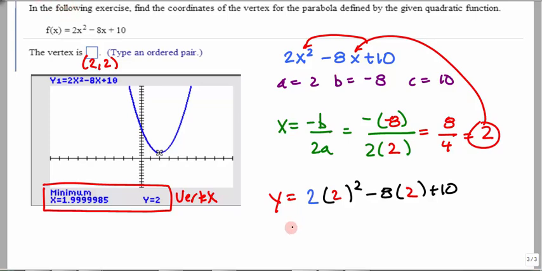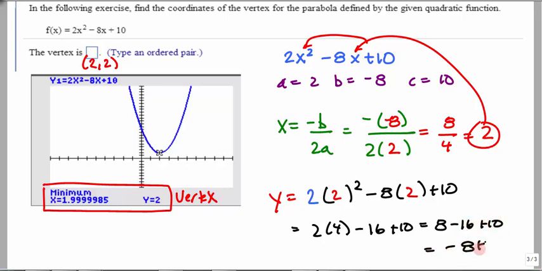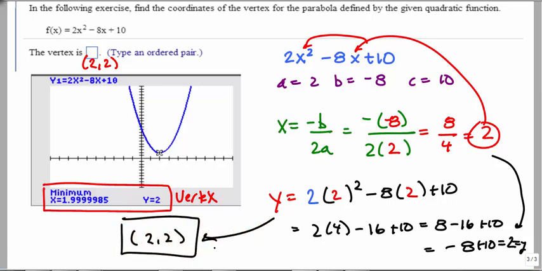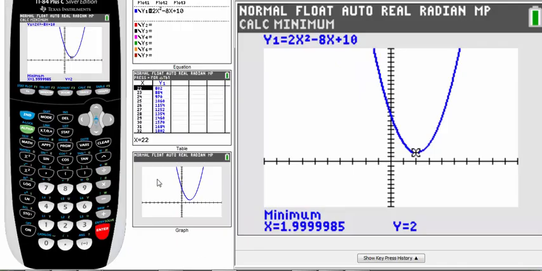So by hand, though, we have 2 squared is 4, so 8 minus 16 plus 10. -8 plus 10 is 2. So this is the y value. I know x is 2, and now I know y is 2. So again, my vertex is at 2, 2 on my handwork as well. Let's go ahead and jump into your calculator.